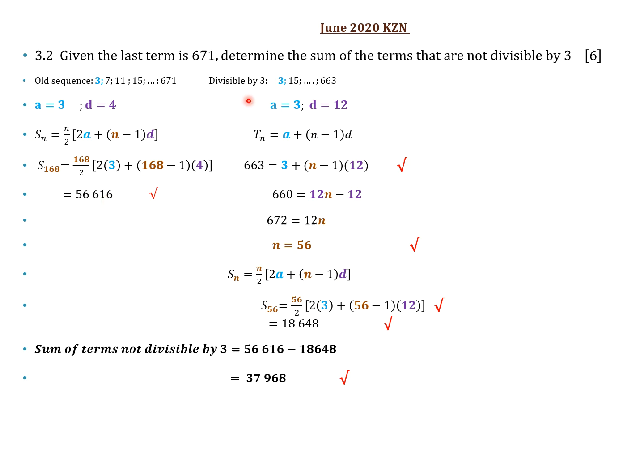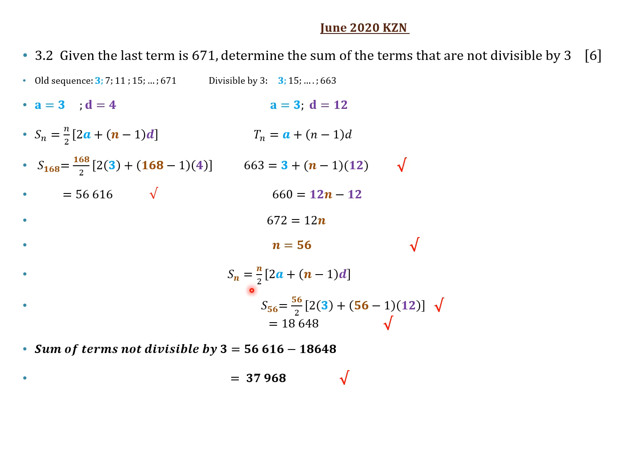Those that are divisible by 3, A is 3 and D, 15 minus 3, would give me 12. So again, Tn equals A plus n minus 1 times D. I first need to know how many terms am I dealing with that can divide by 3. So 663 is my n-th term. A is 3, n minus 1 times 12. 12 times n, 12n, 12 times minus 1, minus 12. Take negative 12 over, 660 plus 12, 672. Divided by 12, n equals 56.